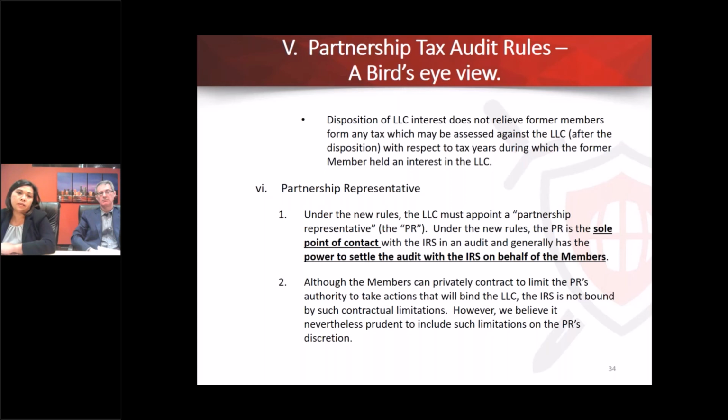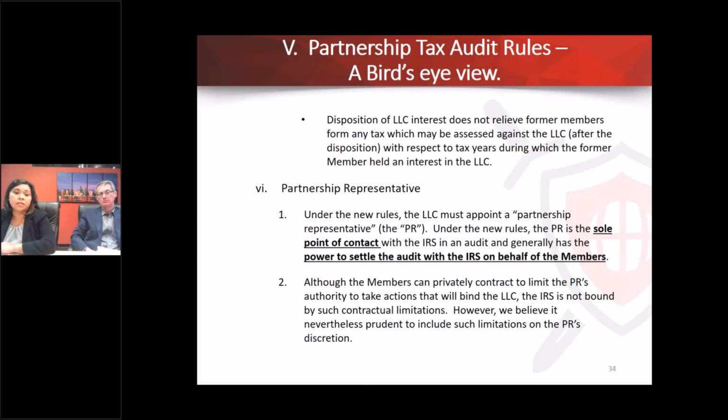Another important aspect of the new tax audit rules is the partnership representative, and they really have a lot of power because, again, the IRS only wants to deal with one person, not 5 partners. And so the PR, partnership representative, is the sole point of contact with the IRS in an audit and has the power to settle the audit with the IRS to bind the LLC and its members.